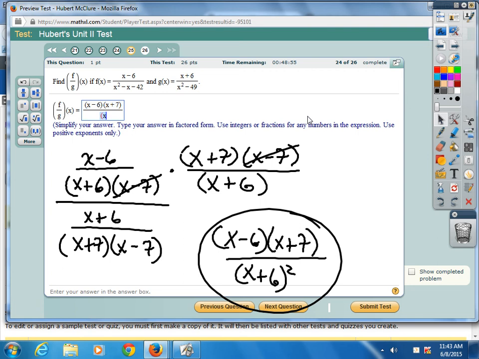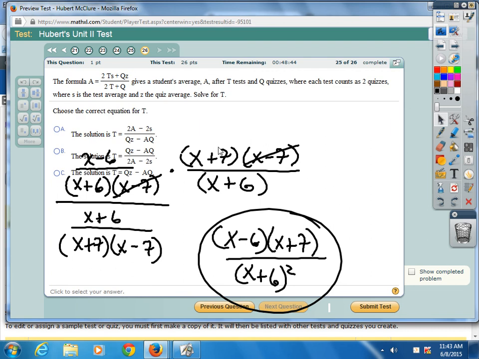x plus 6, that's equal. 1 squared. And the last one.